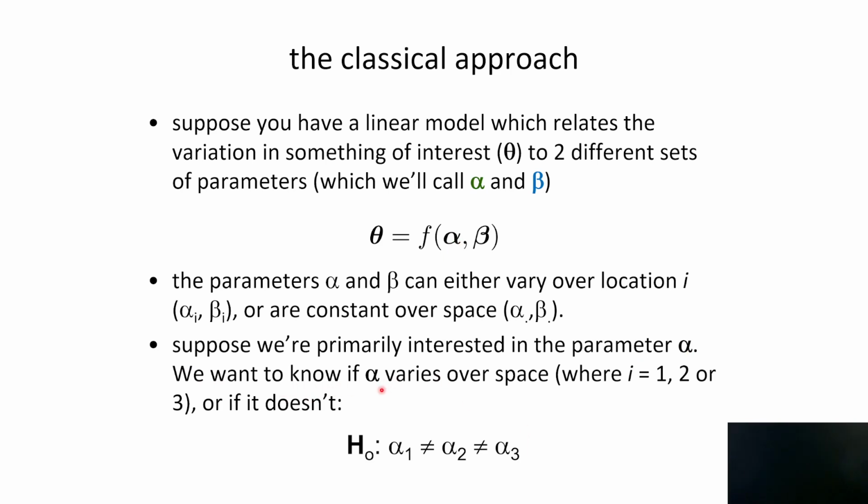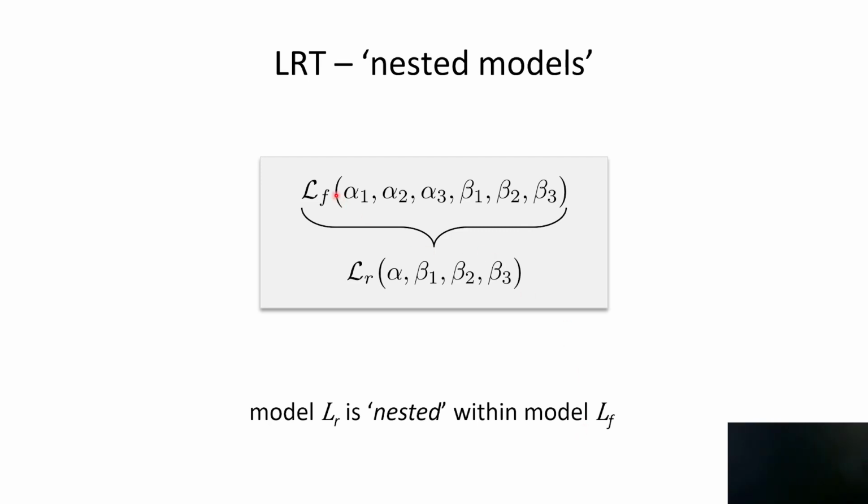All right, so we want to know if this parameter alpha varies over space, and let's say our locations are 1, 2, and 3, or it doesn't. Okay, so our hypothesis is that potentially alpha 1 is different than alpha 2 is different than alpha 3. So this basically says that there is some variation over space. If they were all equal to each other, then there is no variation over space. Okay, so here's our first model, our model with a hypothesis that says that alpha varies over space. So locations 1, 2, and 3. So we have a separate parameter for each location. So that's our full model.